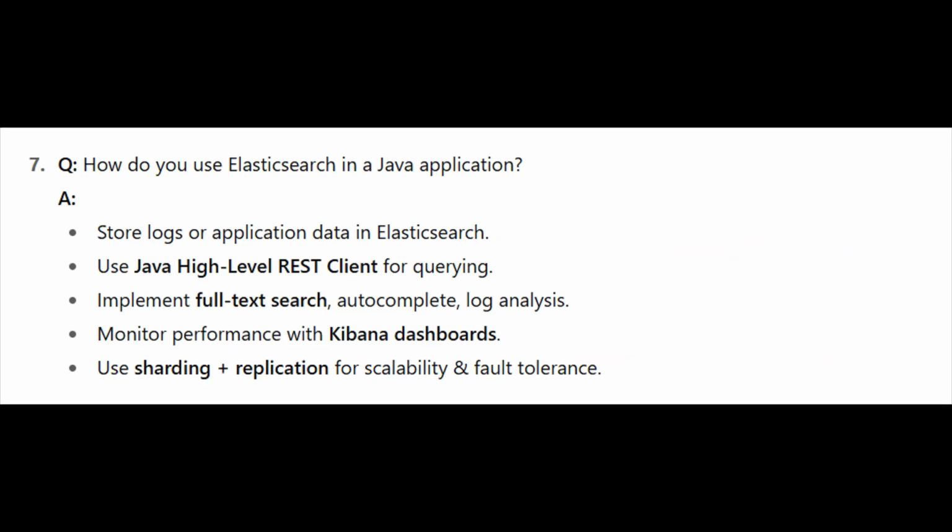How do you use Elasticsearch in a Java application? Store logs or application data in Elasticsearch. Use the Java high-level REST client for querying. Implement full-text search, autocomplete, log analysis. Monitor performance with Kibana dashboards. Use sharding plus replication for scalability and fault tolerance.